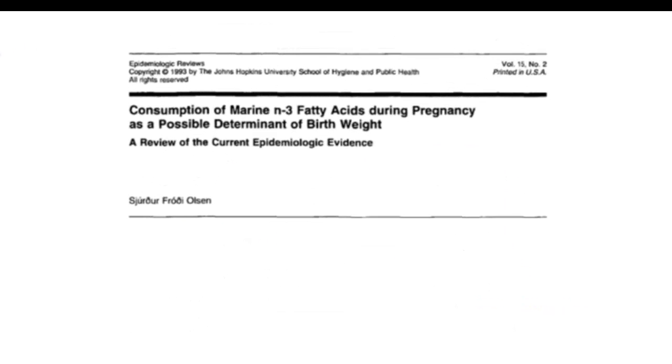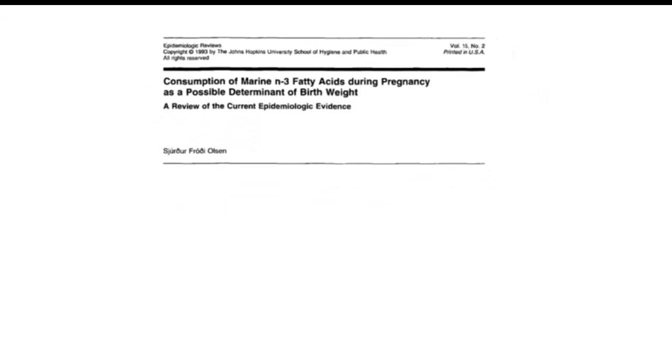So here's an old example concerning maternal fish oil consumption and birth weight. And the initial hypothesis for this example was generated by an observation made by the author when he was a junior doctor, that mothers who had delivered high birth weight babies seem to have a preference for whale blubber in their diet. So it's a bit like a case series.